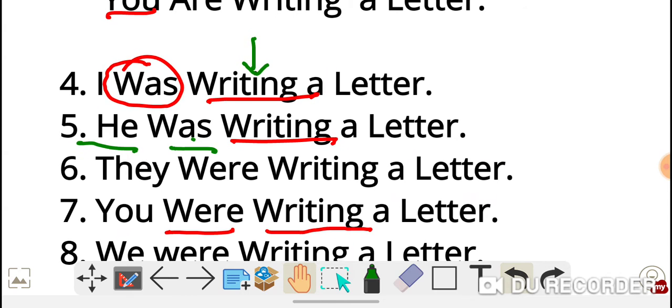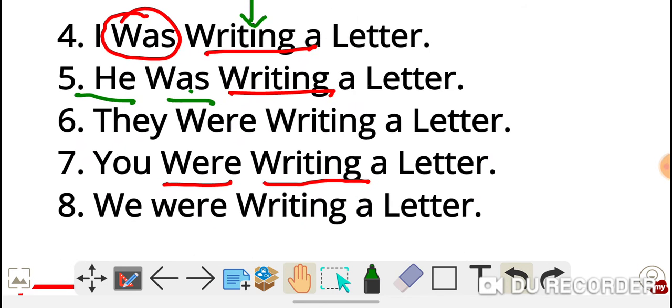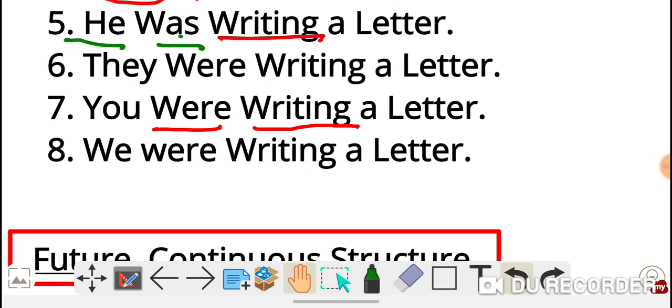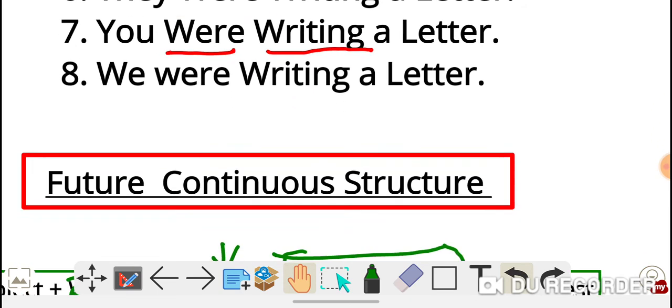So he was writing a letter; "was" represents past tense, third person singular number, okay. So they were writing a letter. Writing indicates the continuation of the action, when it was continuing in the past. So "were" is a part of be, and "were" represents third person plural number in the past. Same: you were writing a letter, we were writing a letter.